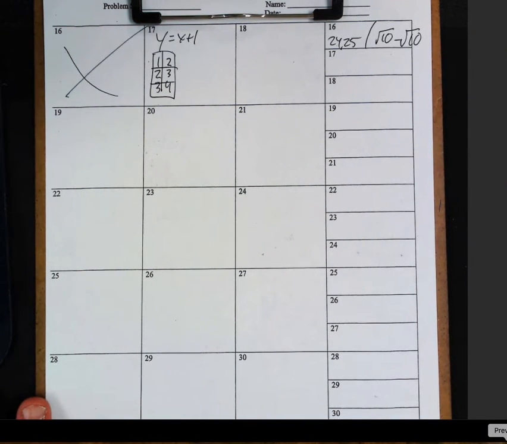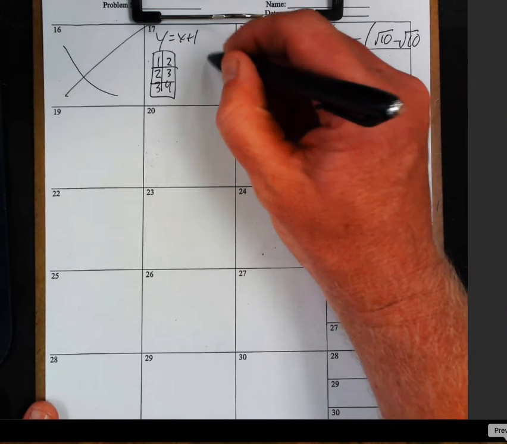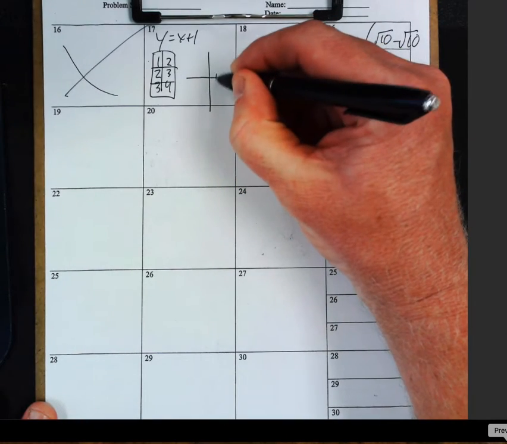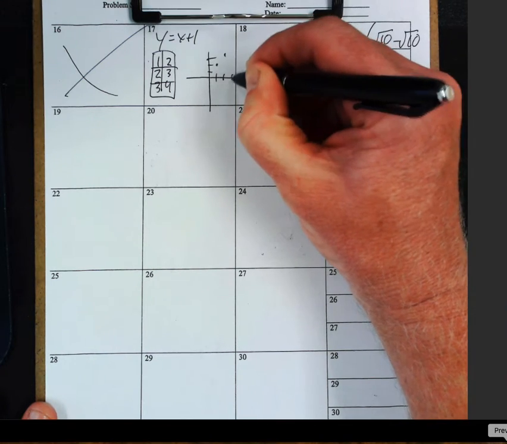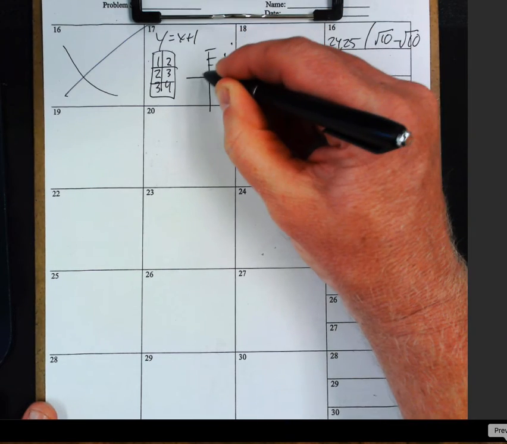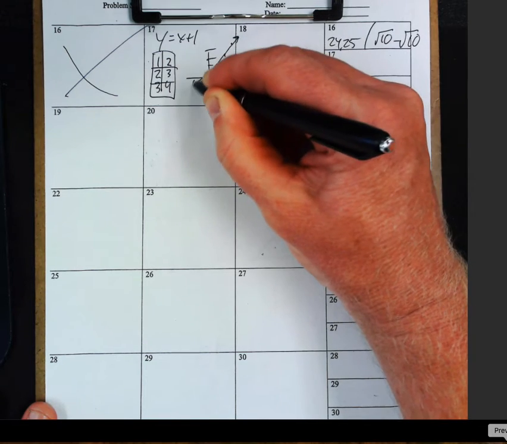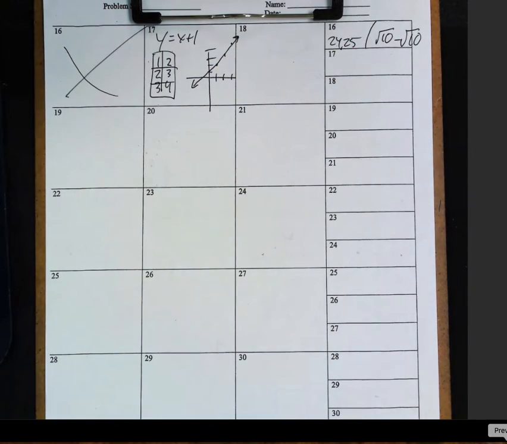B says, graph these number pairs on a coordinate plane and draw a line through the points. 1, 2, 2, 3, 3, 4. C, I guess from today's lesson, is what is the slope of the graph line?